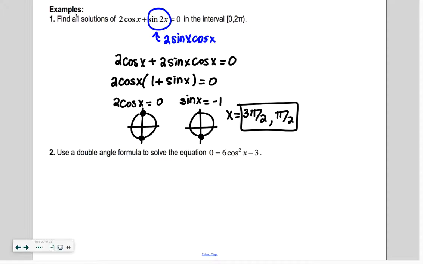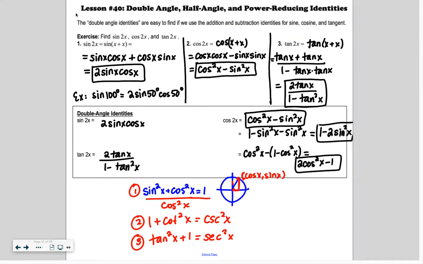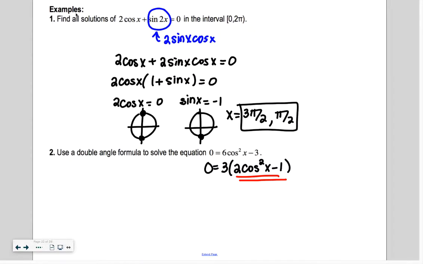Okay, it's all related to things we've done before, right? We can do this. So this one, it says use a double angle formula to solve this equation. We actually don't need a double angle on this one. You could solve this without one. But if we notice, hey, we have a GCF of 3, and then we have 2 cosine squared x minus 1, you might notice, oh, 2 cosine squared x minus 1, I know what that is, right? It was here, 2 cosine squared x minus 1. So it's equal to cosine of 2x. So you could say, oh, that's going to be cosine of 2x times the 3. So basically you're finding where cosine of 2x is equal to 0.